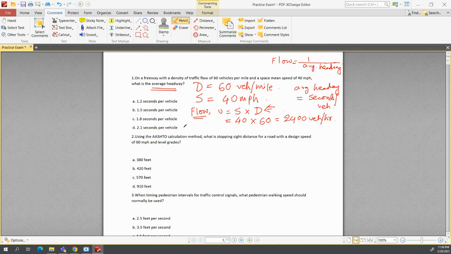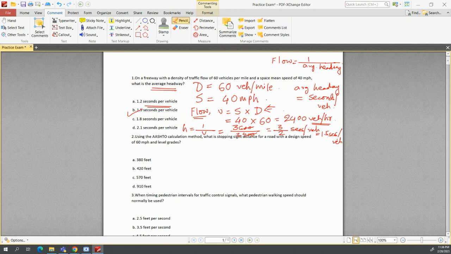Now we need to find the average headway. Let's represent it as H. I said H equals 1 by V. The unit is given in seconds per vehicle, but here we got vehicles per hour, so it should be 3600 divided by 2400. This gives us 3 by 2, which is 1.5 seconds per vehicle. So this is the correct answer. Hope you guys understood how we solved it.